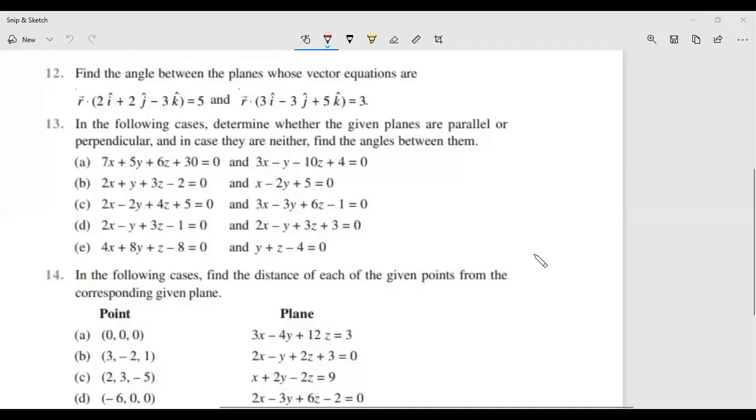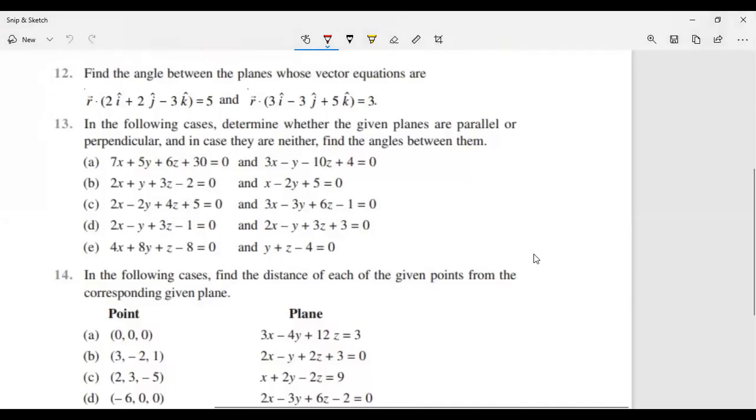Find the angle between the planes. Here n1, in this plane n1, the normal vector, is 2i plus 2j minus 3k, and the normal to the other plane is n2 equal to 3i minus 3j plus 5k.